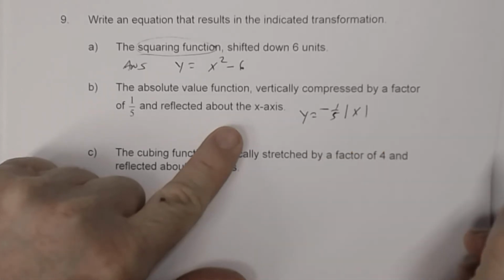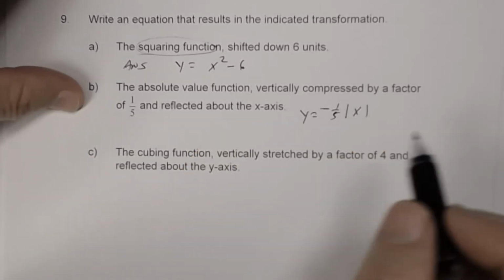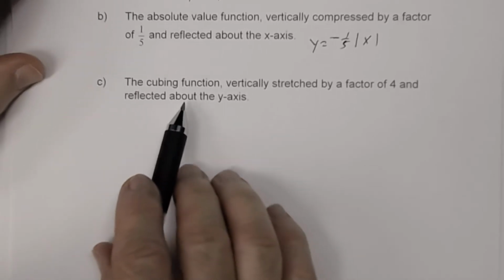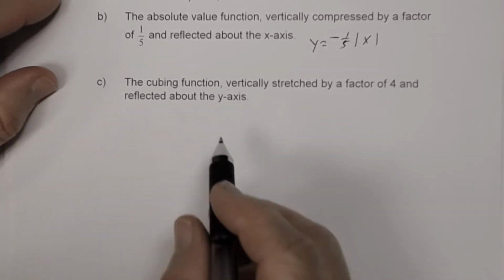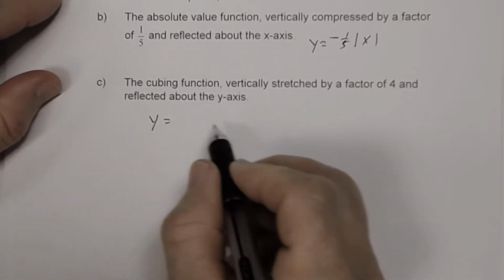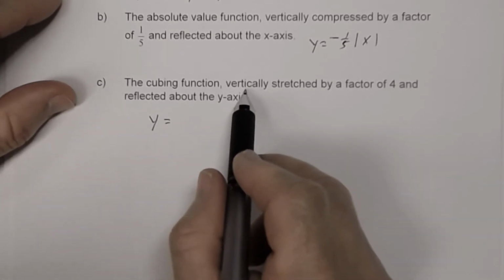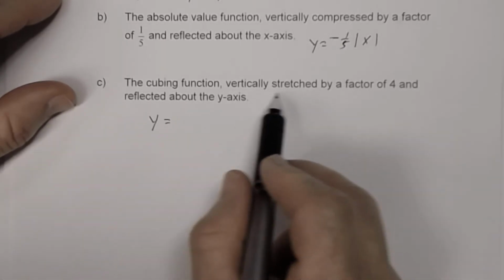So that's this. Okay? Then you have a cubing function. So that's x cubed. So you're going to say y equals. So before we write anything, let's just see if there's a horizontal translation.